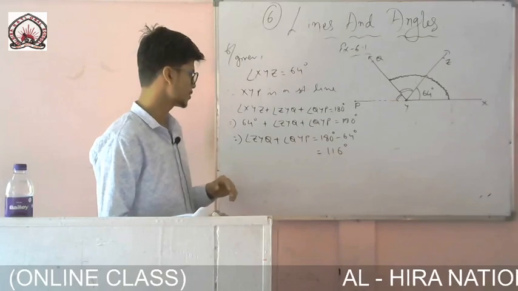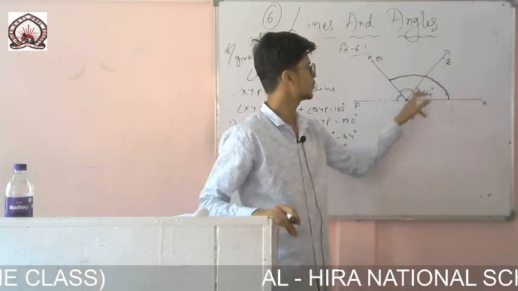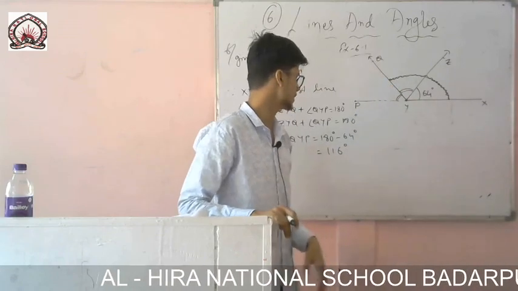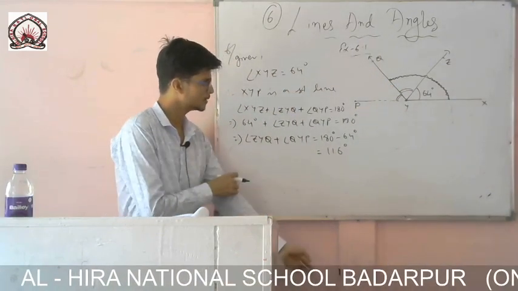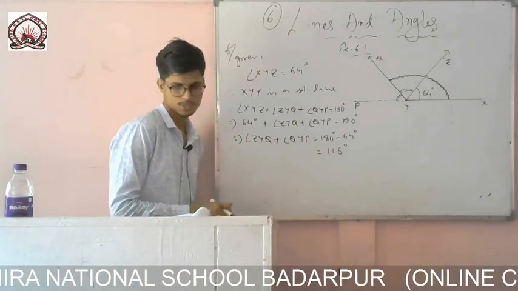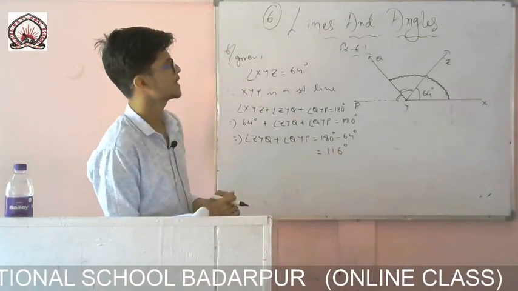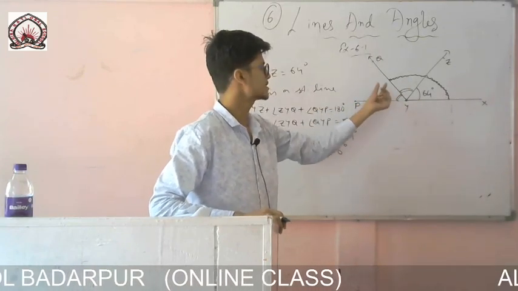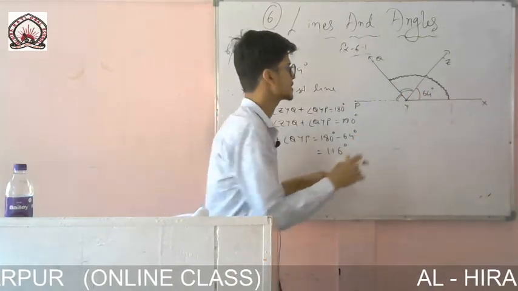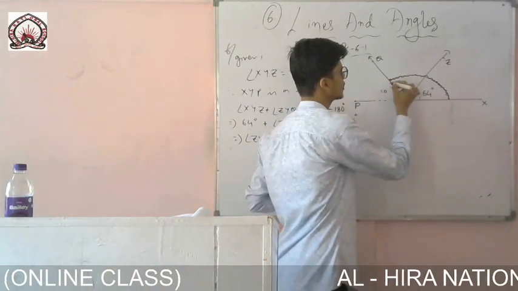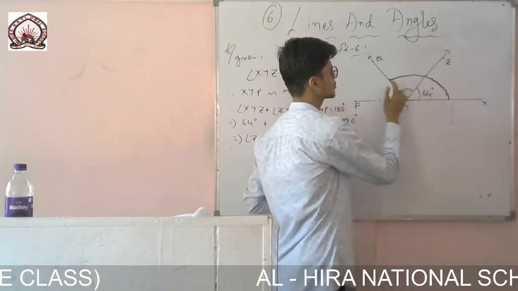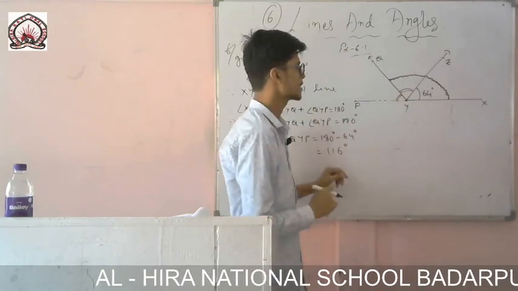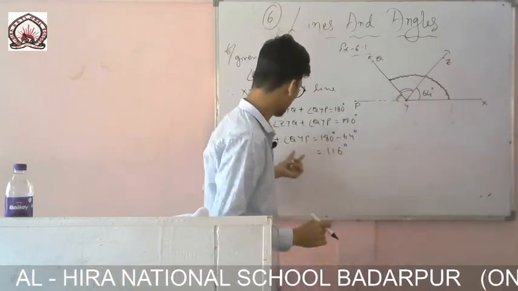So ZYQ plus QYP is equal to 116 degrees. Now you see one thing: in the question it is given that this line bisects these two equally, that means this angle and this angle are the same. If this one measures 10 degrees, this one will also measure 10 degrees; if this one measures 20, this one will also measure 20, like this. So both angles will be the same.